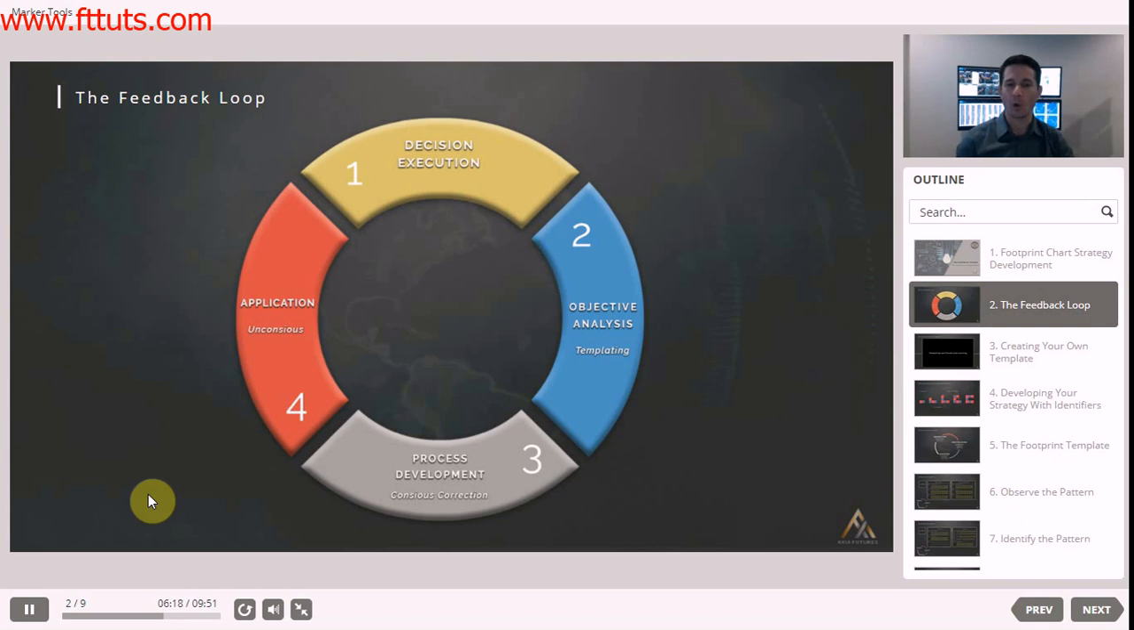Now, the reason is a lot of the time within those processes there are what we call conscious or unconscious errors. Okay, in other words, we're making mistakes, but we don't even know that we're making those mistakes. So by having a process development, we can observe these mistakes.